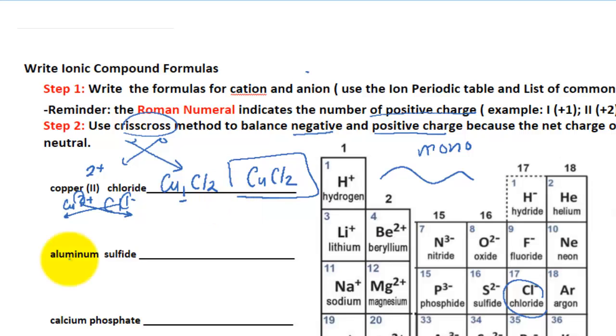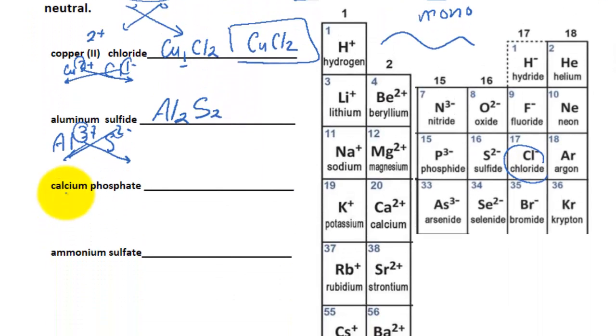And if we continue, we have aluminum sulfide. Aluminum on the periodic table is Al3+, sulfide from sulfur right here, S2-, and we're going to crisscross down, carry the number, okay? So now we have Al2 and the 3 going to crisscross down. That tells you there are 2 sulfur. Awesome.